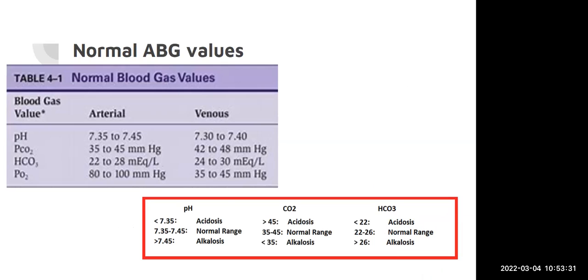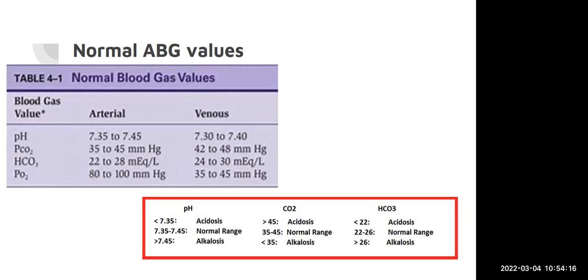So these are the normal ABG values. The most important values that we need to look for in ABG are pH, PCO2, bicarb, and PO2, partial pressure of oxygen. In arterial blood, the normal value for pH is 7.35 to 7.45. For PCO2, it is 35 to 45 millimeters of mercury. For bicarb, 22 to 28. For oxygen, partial pressure is 80 to 100 millimeters of mercury. And venous is the other one.